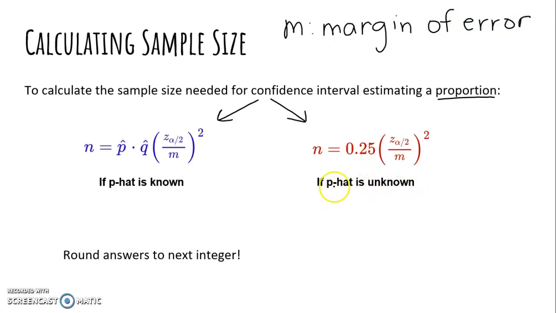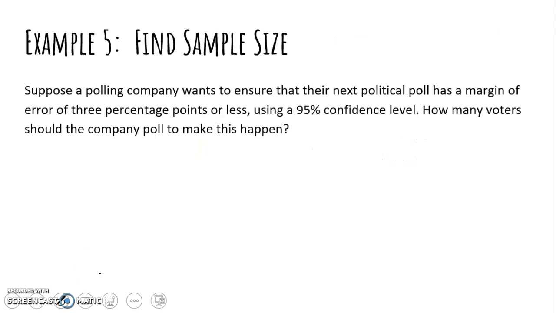If you don't know p hat, which most of the time you don't, it is 0.25 times the z critical value over the margin of error, squared. Both of them are squared. And once you get your answer, you round it up to the next integer. Okay, let's try an example. Suppose a polling company wants to ensure that their political poll has a margin of error of 3 percentage points or less, using a 95% confidence level. How many voters should the company poll to make this happen?